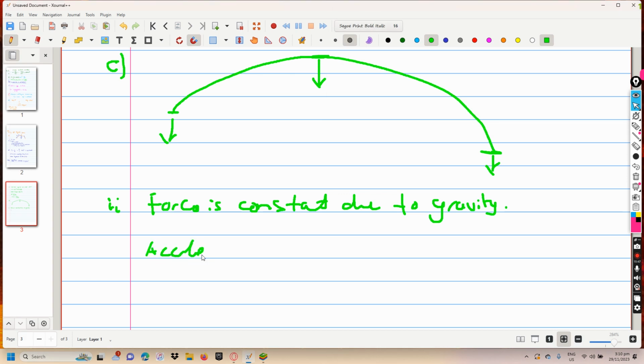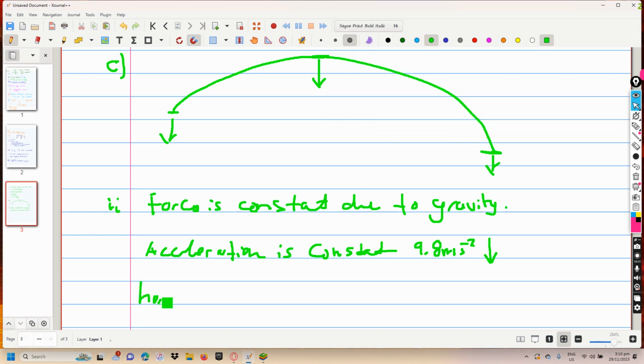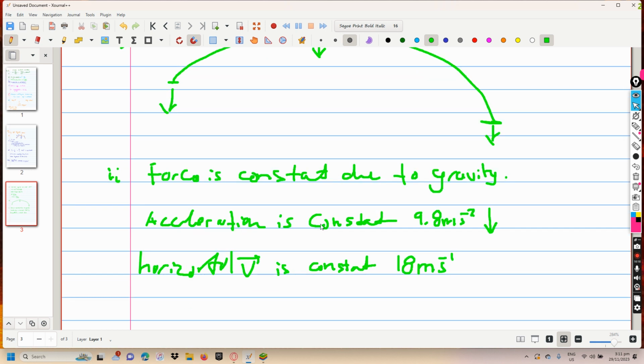Acceleration is constant, 9.8 meters per second downward. Horizontal velocity is constant. You could even give a figure. It's going to be 22 cosine 35. Probably not necessary. At 18 meters per second.